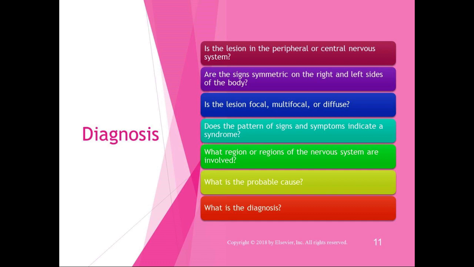So in the case of diagnosis, the PT or the neurologist are going to ask, is the lesion in the peripheral or central nervous system? Are the signs symmetric on the right and left sides of the body? Is the lesion focal, multifocal, or diffuse? Does the pattern of signs and symptoms indicate a syndrome? And we'll talk about some different spinal cord syndromes. And what region or regions of the nervous system are involved? What's the probable cause? And finally, what's the diagnosis?